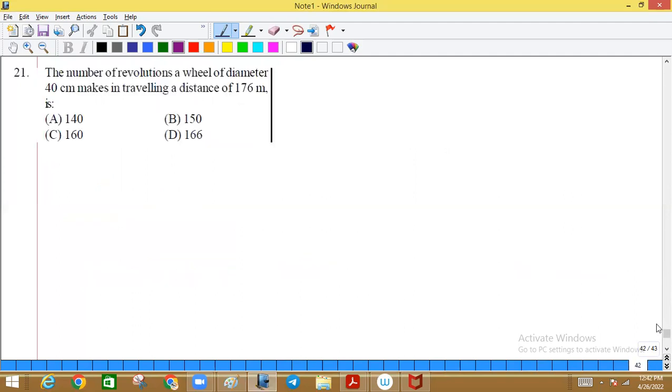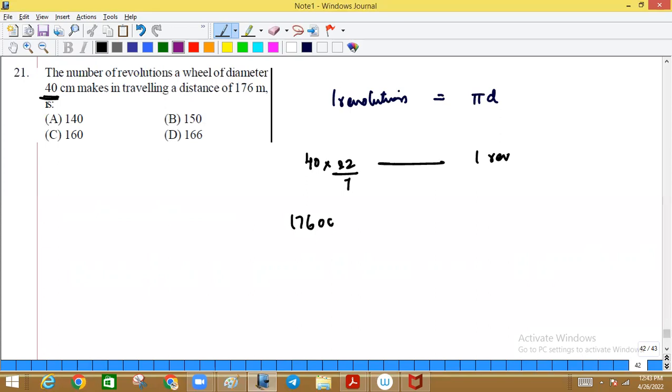The number of revolutions a wheel of diameter 40 centimeters makes in traveling a distance of 176 meters. One revolution is nothing but perimeter. Perimeter is 2 pi r or pi d, you can say. If diameter is 40, then 40 pi means 40 into 22 by 7 for one revolution. You have 17600 centimeters. How many revolutions? Simply, the number of revolutions is 17600 divided by 40 into 22 by 7.